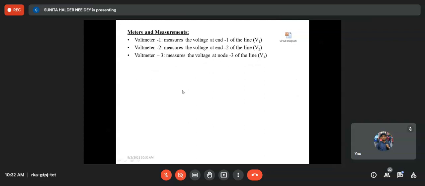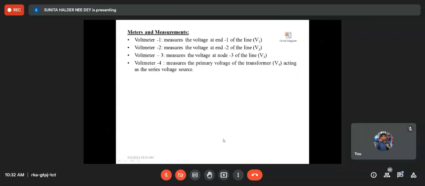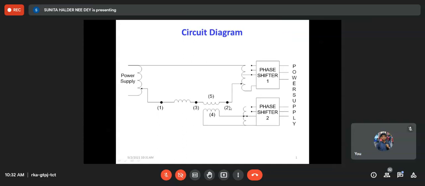Now, which type of measurement is required? We need to measure the voltage at every point. Using one voltmeter, we can measure voltages 1, 2, 3, so 3 voltmeters will be there. At the same time, on the primary side of this transformer, that is at V4, we should measure. Now you must remember here V1, V2, V3 are voltages with respect to a reference, but V5 is actually the voltage between 3 and 2. So we shall put the voltmeter terminals between these two, right?